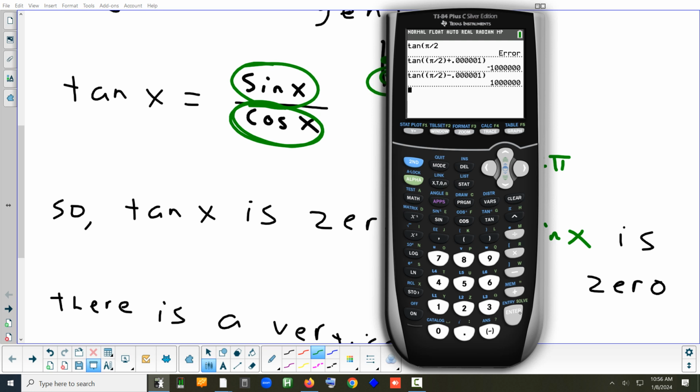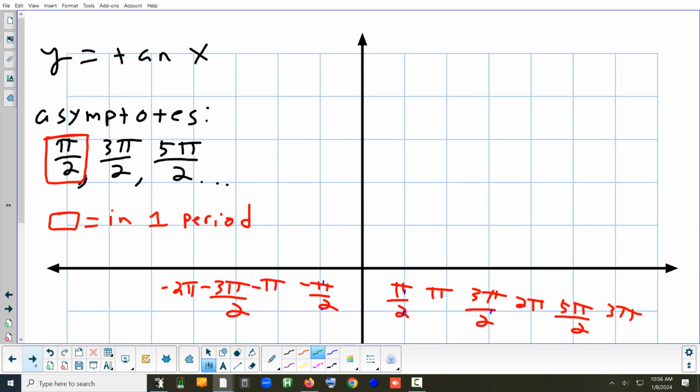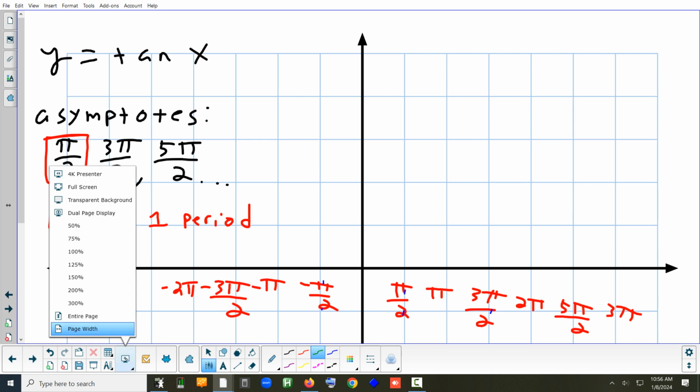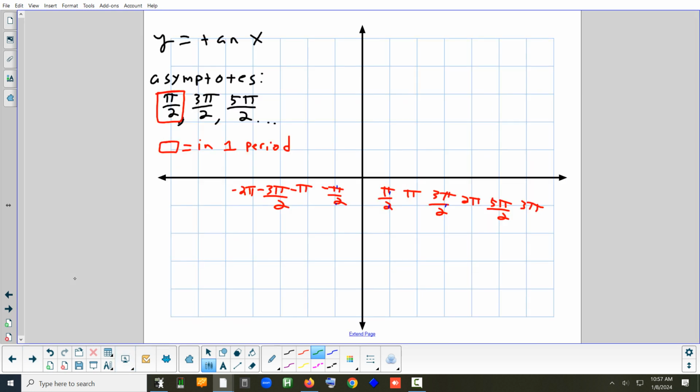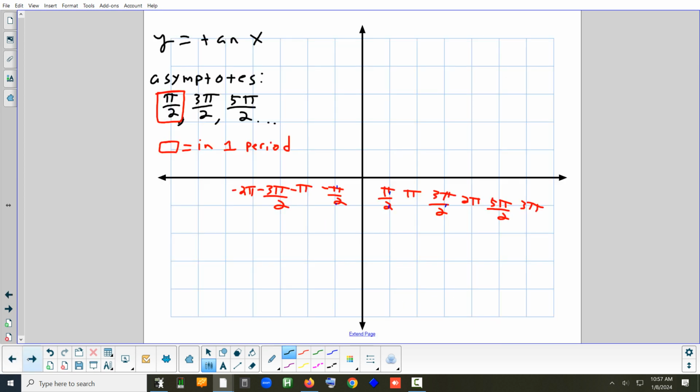So the graph, let me show you what it looks like. That's what we just did. We just tested a value on each side of the asymptote. All right, let me zoom out a little bit and let's graph it. So let's put in the vertical asymptotes: pi over 2, 3 pi over 2.